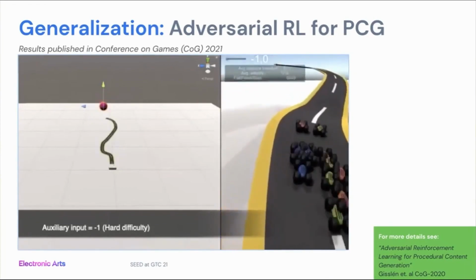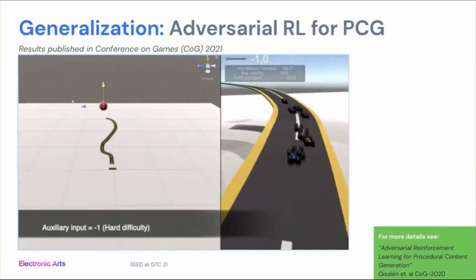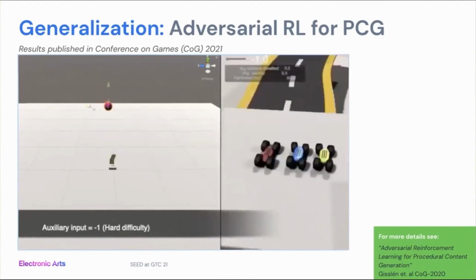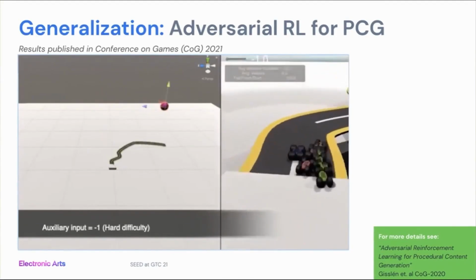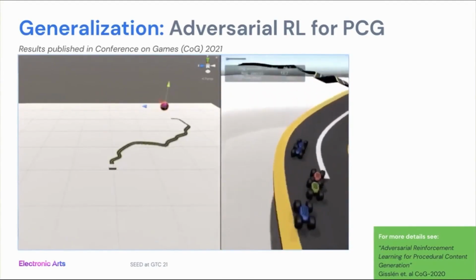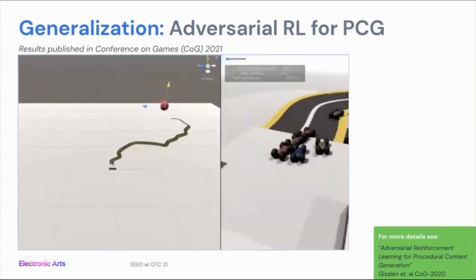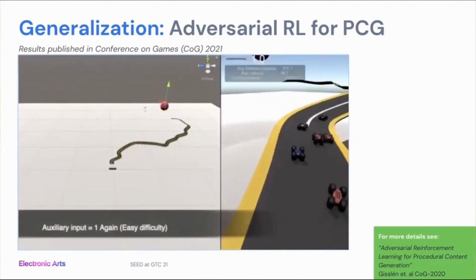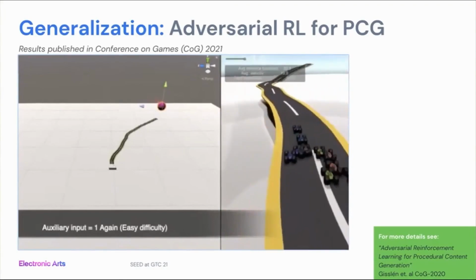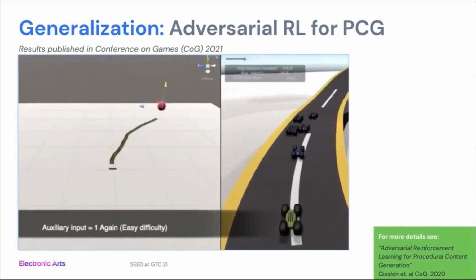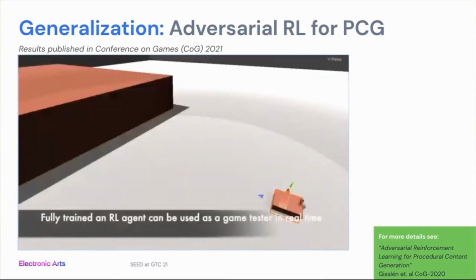And when we move the goal, it will just recreate a new map, so we can have a constant creation of new environments. And here's another tricky one, and then we're going to switch back the auxiliary input to make it easy again. And now it will create something simple, so it makes just a track towards the goal.